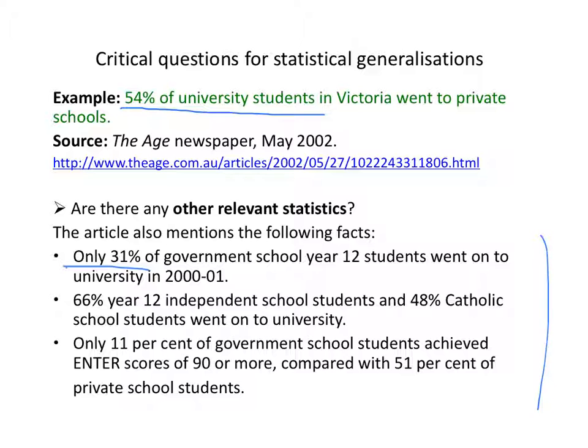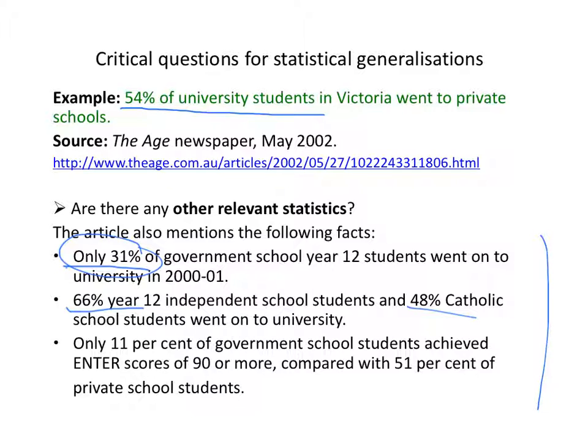That does not mean the same thing as 46% of students at government schools go to university. In fact, this statistic tells us that the number is much lower. Only 31% of government school students go on to university. That's compared to 66% of independent school and 48% of Catholic school students going on to university. So much higher rates of students go on to university from private schools than from government schools.